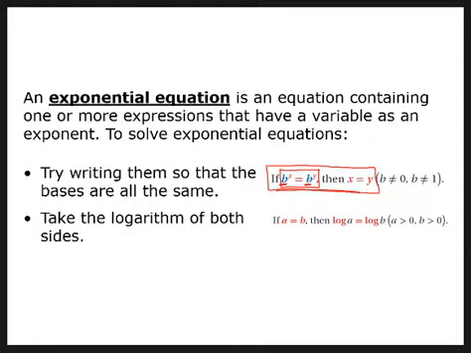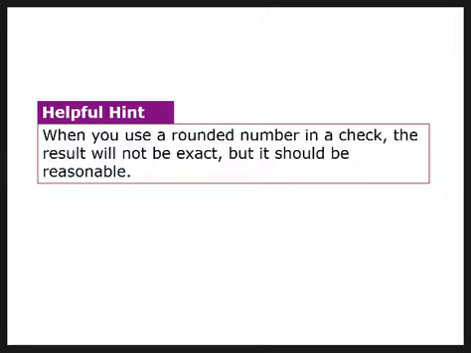Now, if you can't get the bases to be the same, our second option would be to take the log of both sides and try to use our properties to solve that. So we're going to talk about both ways that we can do this. At the end, just like any other type of equation or inequality we've talked about before, you can always go back and check to make sure that your answer actually makes sense.